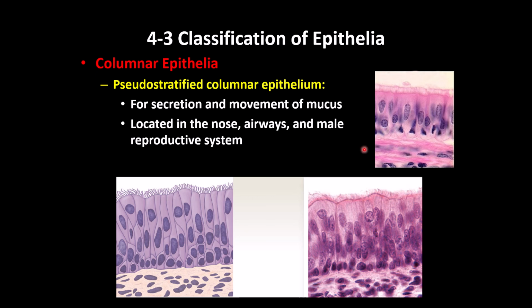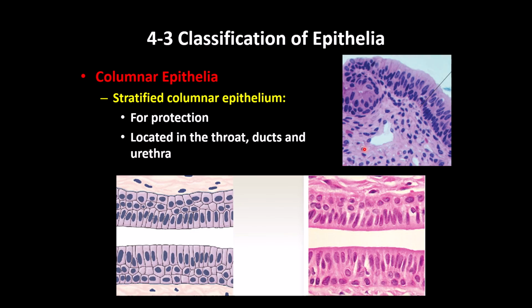They are located in the respiratory tract, in the nose, in the trachea and also partially in the bronchi, and also in parts of the male reproductive system. You can see pseudostratified. And then there is the stratified columnar. It means multiple layers of epithelial tissue that are tall. This is mainly for protection, and they are located in the throat, in some ducts, and also in the urethra. So not that common.